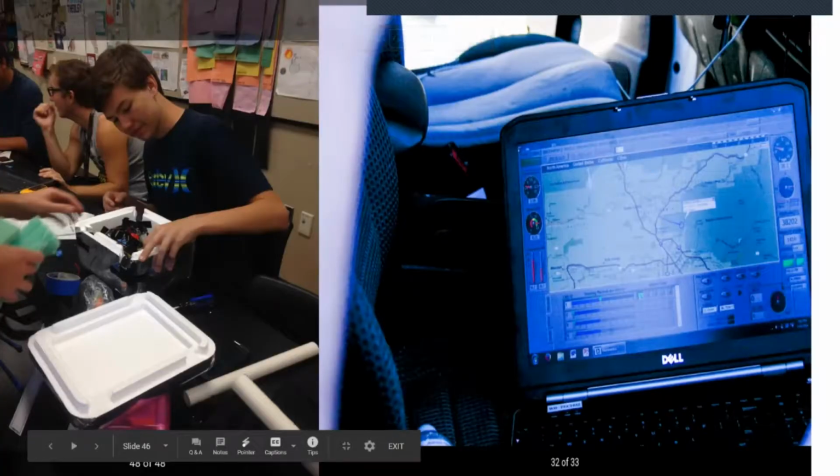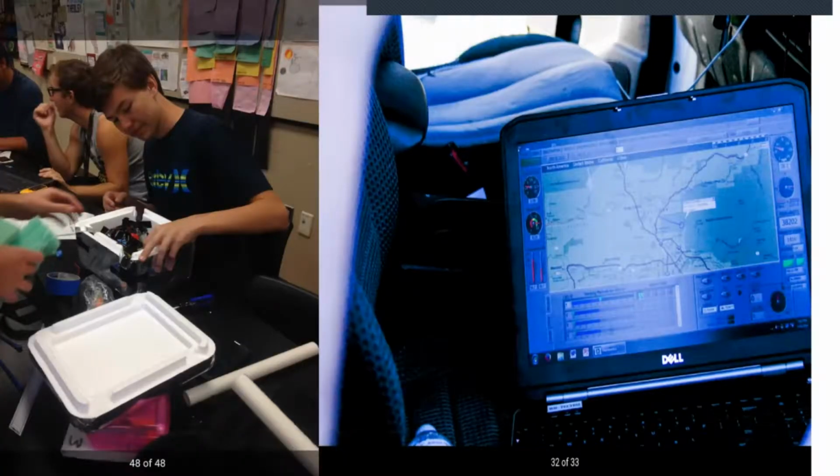So here are some pictures of students at work. Now I no longer need to use this archaic software called Microsoft MapPoint, but I used to. So here are students putting together that payload box.